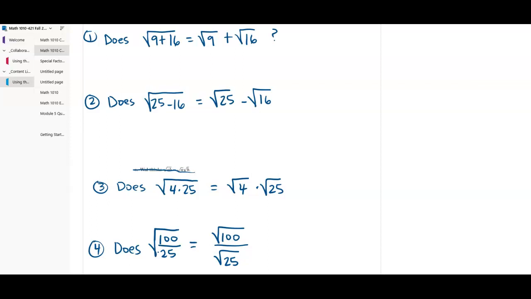Okay, I want you to write your answer in the chat box for number 1. What do you think? Does the square root of 9 plus 16 equal the square root of 9 plus the square root of 16? Everybody just write it into the chat message. Don't hit enter quite yet. Just write a yes or no. All right. 3, 2, 1, hit enter.